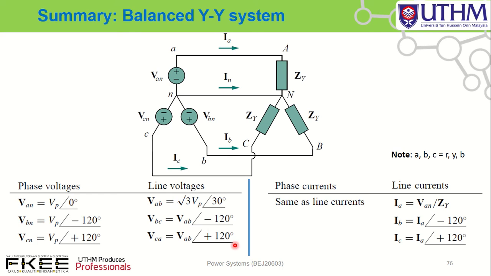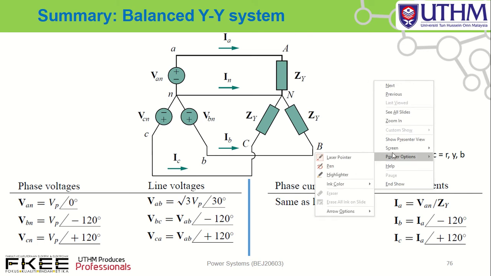So how about the phase current? The phase current in the Y connected system is equal to the line current. So the question is how to determine the line current. To solve the balanced three-phase system, we can use the per phase equivalent circuit. Do you still remember the per phase equivalent circuit? In order to determine currents IA, IB, and IC, you can analyze based on the per phase equivalent circuit.